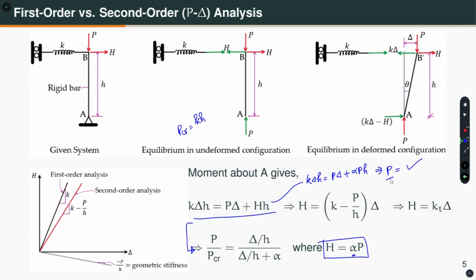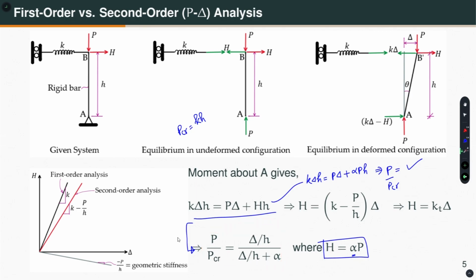So, I divide this P by PCR, then what you get is this equation. I am also expressing all the delta in a normalized form. So, in the numerator you have delta by h, in the denominator also you have delta by h plus alpha. Okay. What is alpha? It is the fraction of the gravity load that is applied horizontally. So, this expression is fully dimensionless.